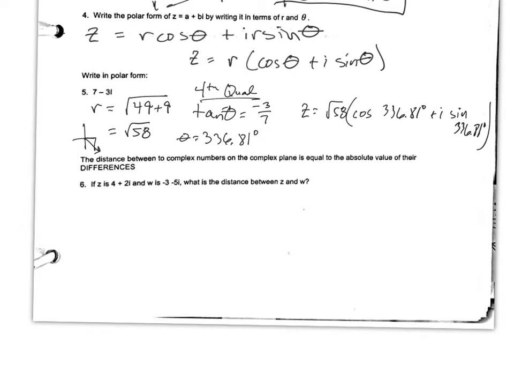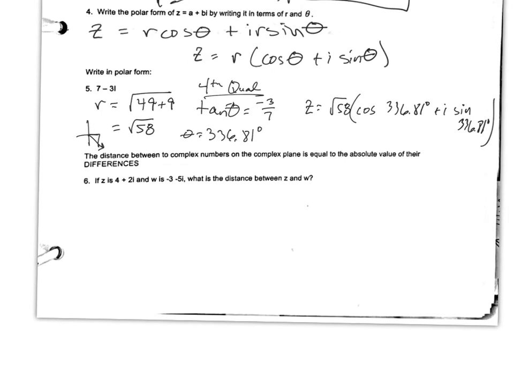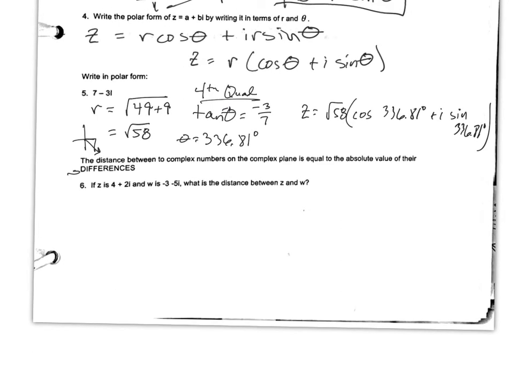So we're going to find the distance between two complex numbers. The definition is that their distance is the difference, so we want to do some subtracting. It's not crazy, but it might not be that intuitive. We want to make sure we go in the correct order. So we want to do z minus w, because that's what it's asking for. So 4 plus 2i minus negative 3 minus 5i.